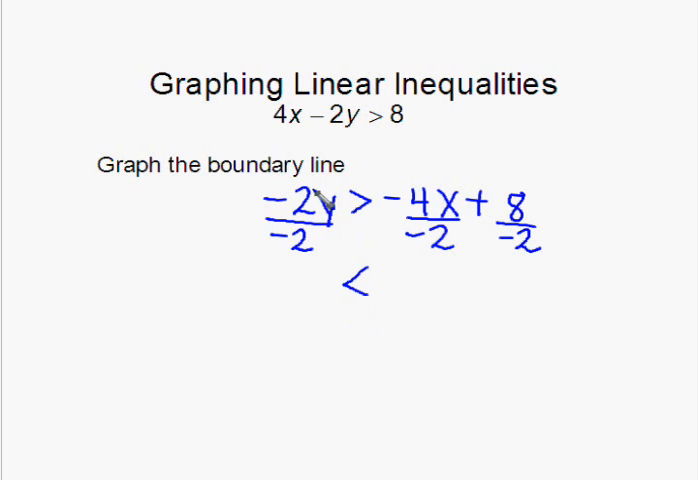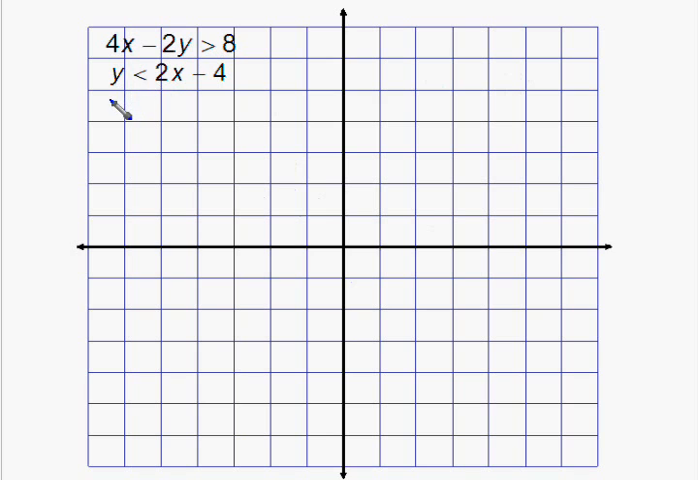than. These divide out to be 1y. Negative 4 divided by negative 2 will give me 2x, and 8 divided by negative 2 will give me negative 4. So, these two inequalities are equivalent. And this shows me that my boundary line would be the boundary line y equals 2x minus 4.